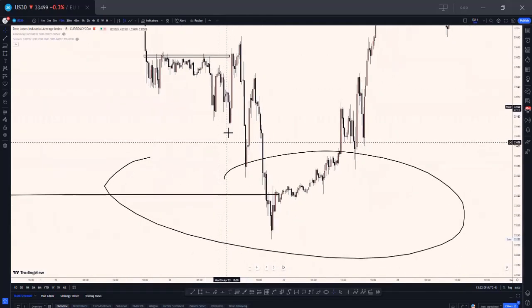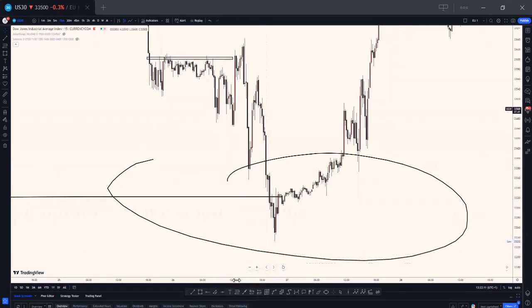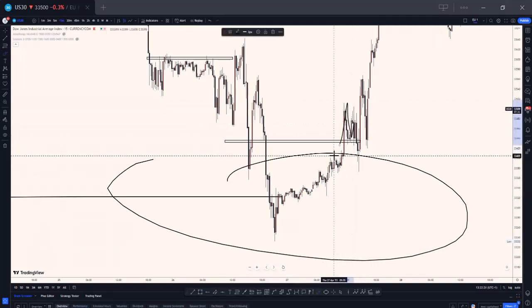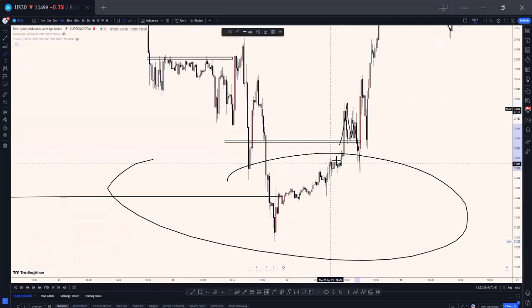And we can see price giving us that push into the clear value gap. At the same time, we had one over here. After giving a bounce off this key level, trapping retail traders, we had a push down into this demand zone, then the price went back up.